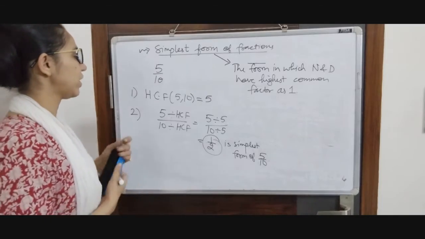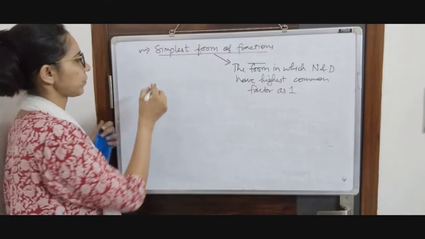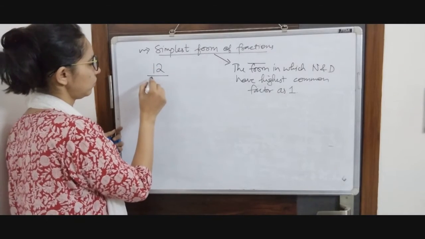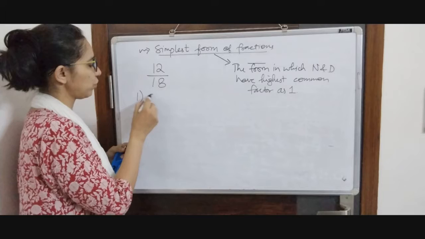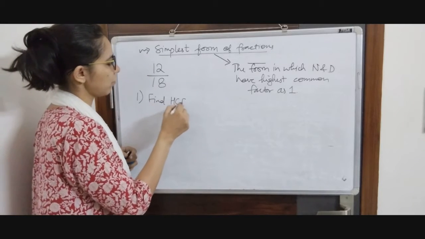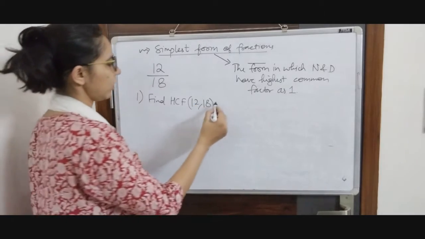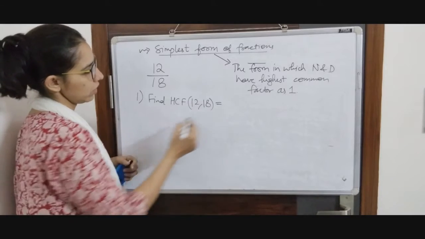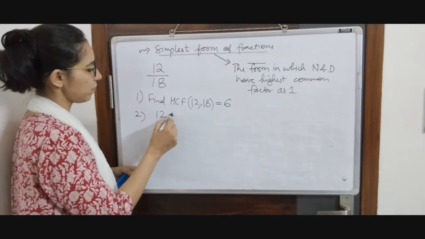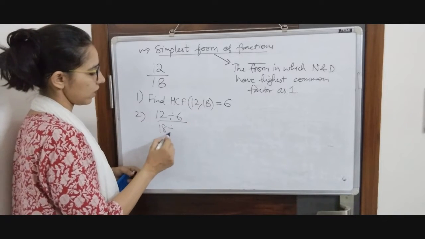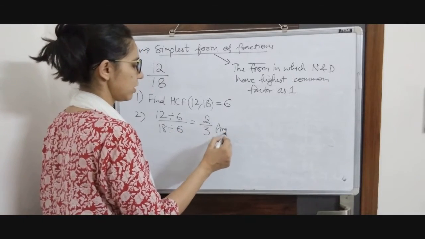Okay, so we can try another fraction now. Suppose we have 12 and 18. First step is to find the HCF of 12 and 18. The HCF is going to be 6. Then next, divide the numerator by the HCF and the denominator by the HCF. It is going to be 2 by 3. So this is going to be your answer.